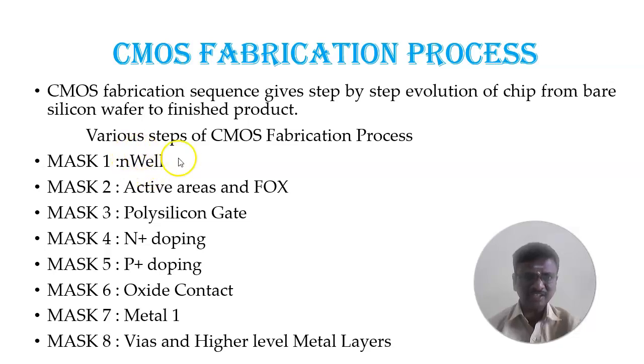The first one is creating the envelope process, and the second step is creating active areas and field oxide regions, and the third one is forming the polysilicon gate, and the fourth and fifth are the doping operations, that is N plus doping and P plus doping, and the sixth one is oxide contact, and the seventh level is metal layer creation, and the eighth level is creating vias and higher level metal layers. So these are the 8 steps for the fabrication process. We will see them one by one.